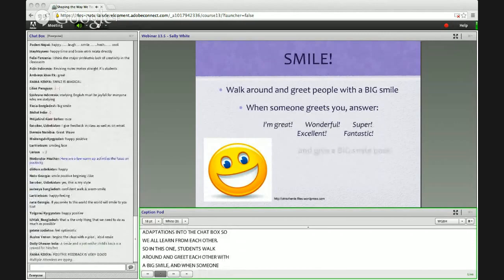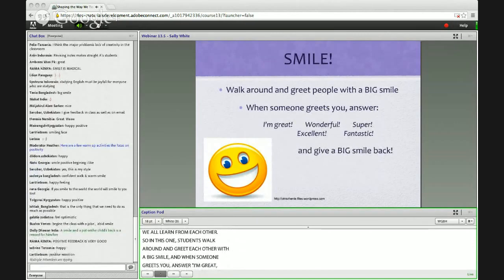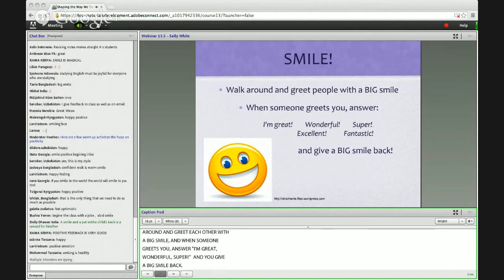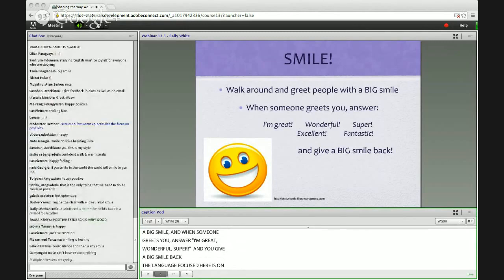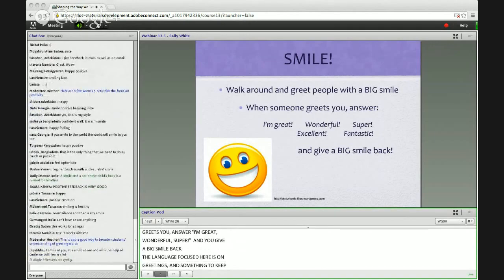And you give a big smile back. So the language focus here is on greetings, and something to keep in mind is cultural appropriateness. And by that I mean, it's not okay in every culture to smile at strangers on the street.